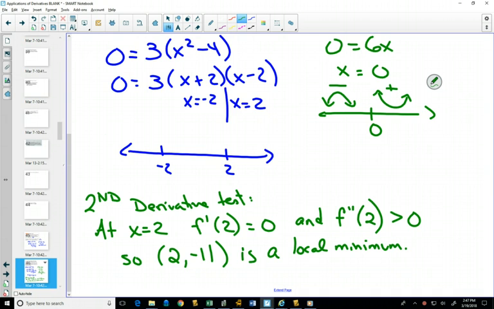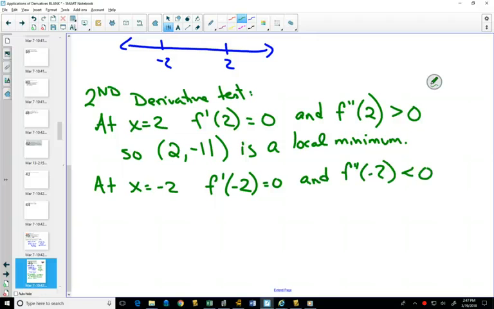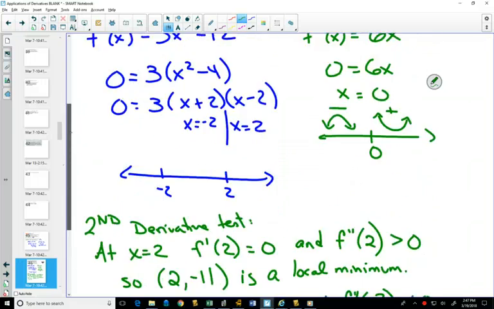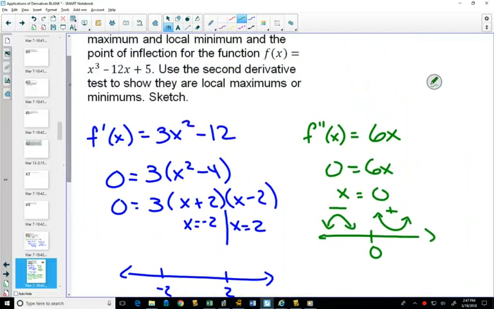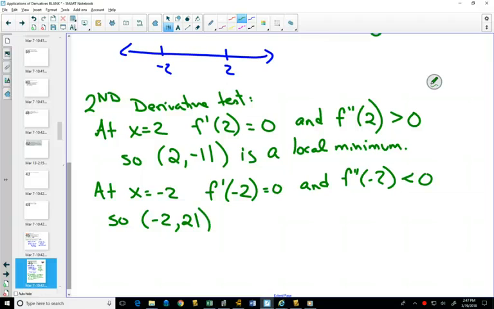At x equals -2, f prime at -2 is equal to 0, and f double prime at -2 is less than 0. So -2 comma, and we'd have -8 plus 24, 16 plus 5, 21, is a local max.